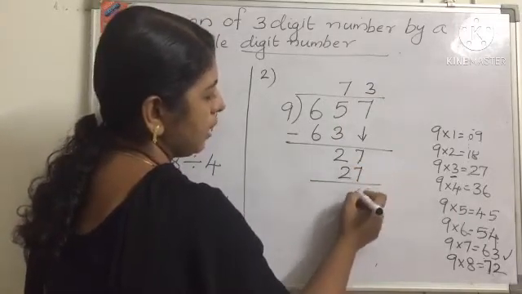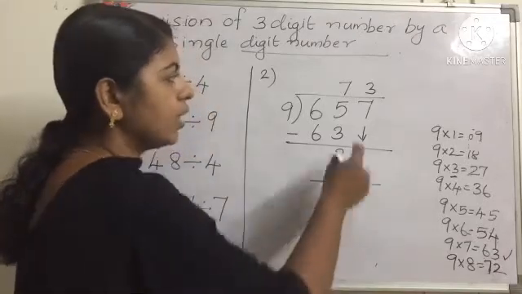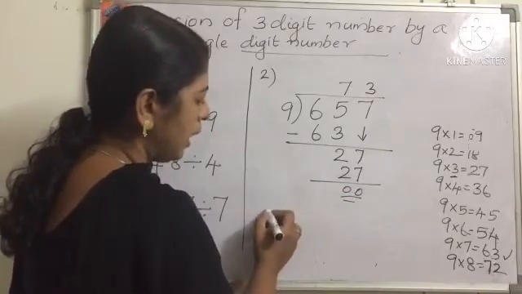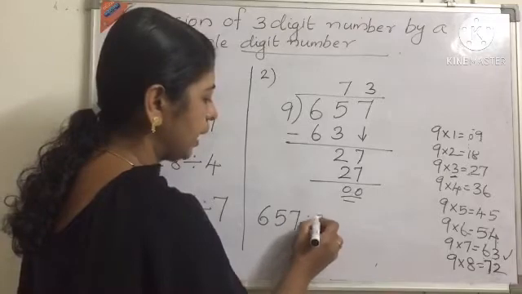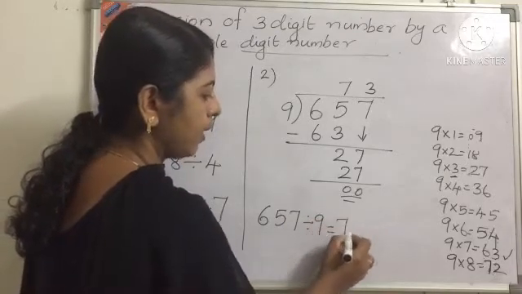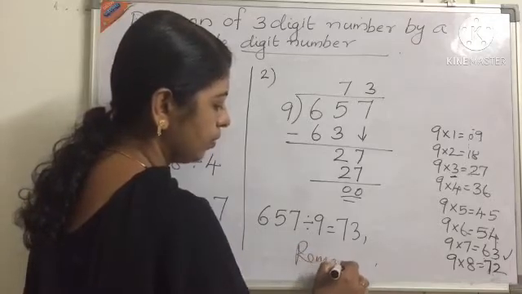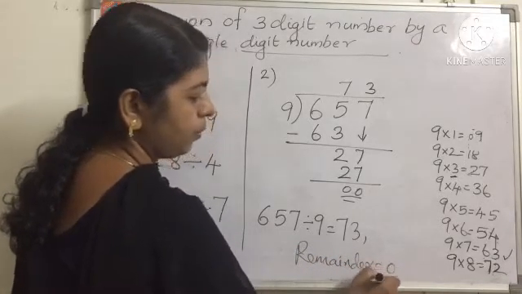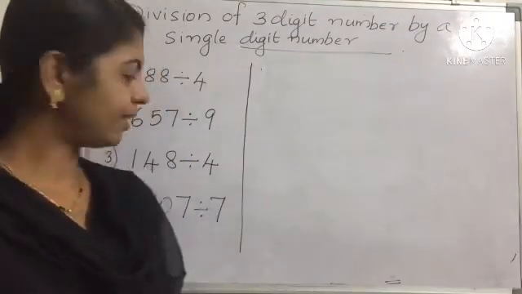So after subtracting we will get 0 0. It means it's 0 itself. Okay, there is no digit after 7, so we can stop here. Then the answer is 657 divided by 9. It's equal to 73. Then remainder equal to 0.